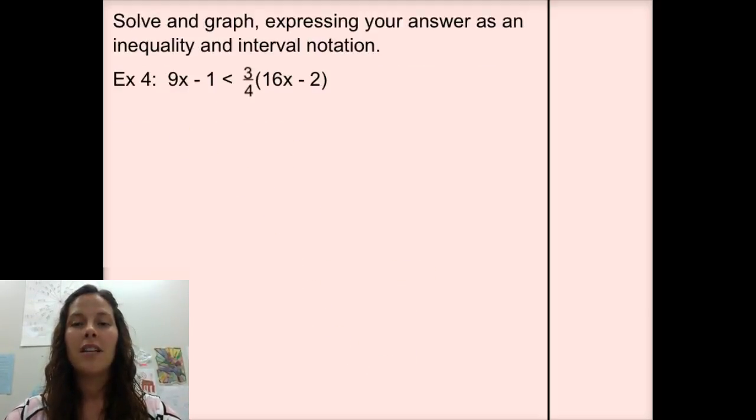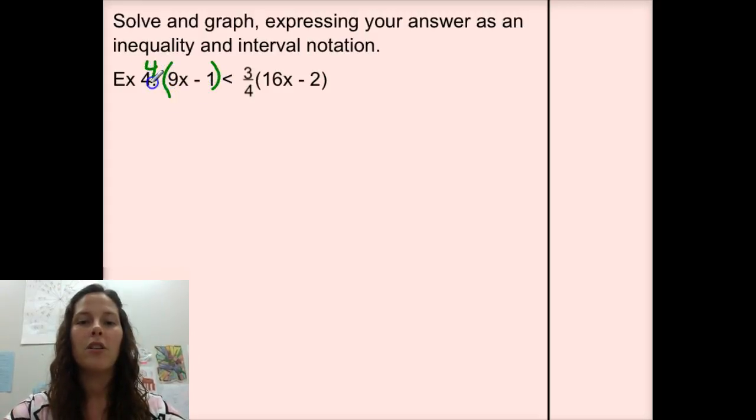Last example, some of you may be a little hesitant on this one because of the fraction. There's actually a really easy way to work with fractions, and that is to just get rid of it right off the bat. So if you have more than one fraction, you'll multiply by the common denominator. In this case, we've only got 1, so I'm going to multiply both sides through by that 4. And what happens is, on the left-hand side, the multiplication by 4 cancels that division by 4, and the fraction disappears.